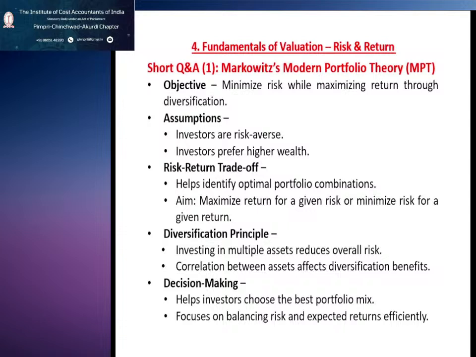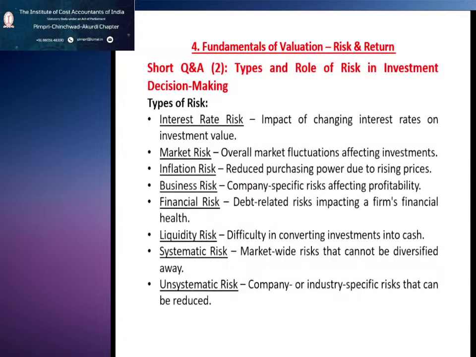So that's the aim of this theory, to maximize the return for a given risk or minimize the risk for a given return. The diversification principle of investment is that investing in multiple assets reduces the overall risk, and correlation between assets affects the diversification benefits. So the whole intent of this modern portfolio theory or MPT is decision making. It helps investors choose the best portfolio mix and focuses on balancing risk and expected returns efficiently. So in a way, short question and answer one has dealt with Markowitz modern portfolio theory. Then comes question number two.